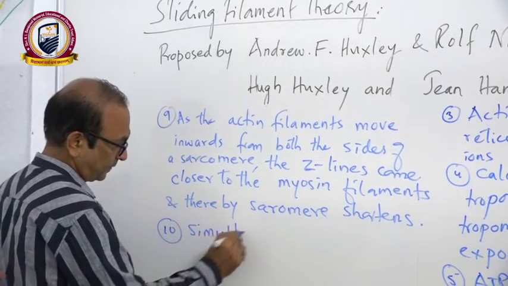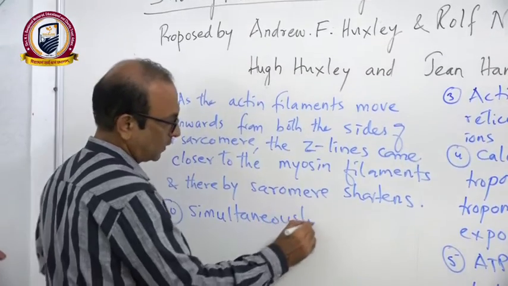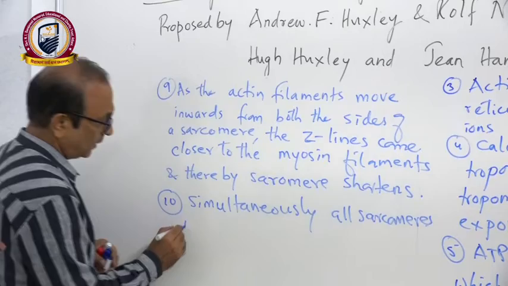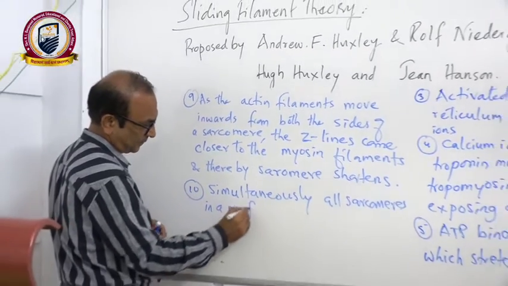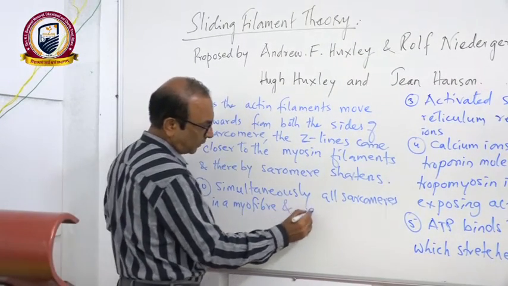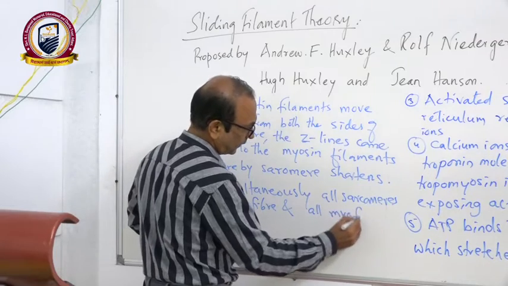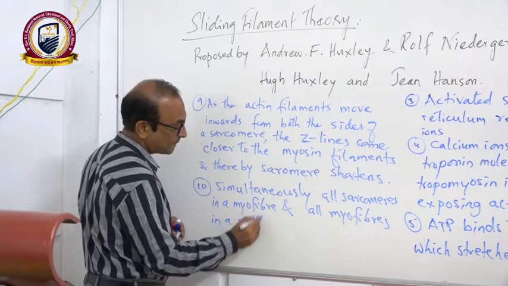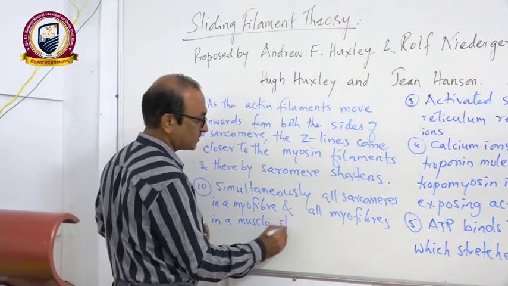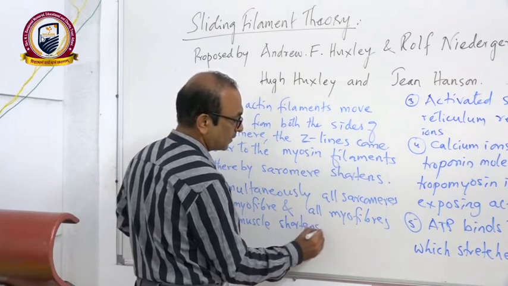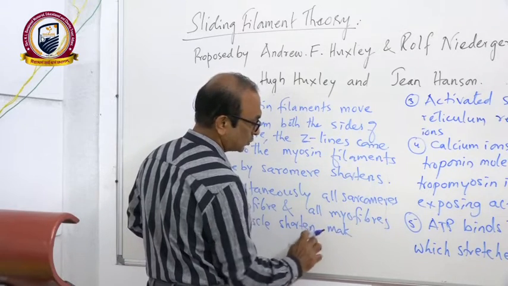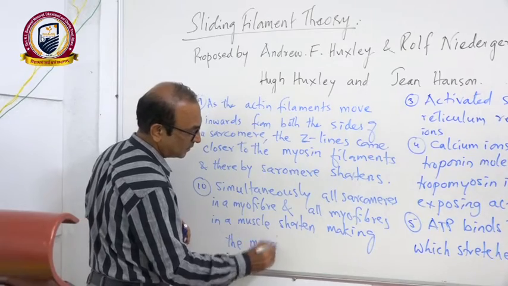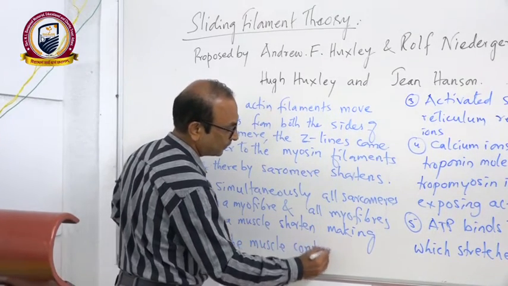Simultaneously, all sarcomeres in a myofiber and all myofibers in a muscle shorten, making the muscle contract.